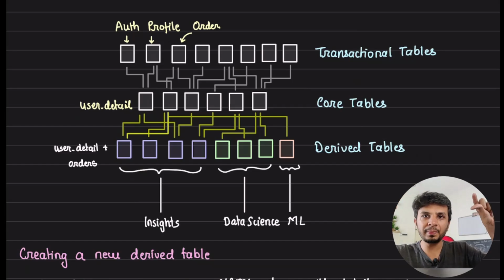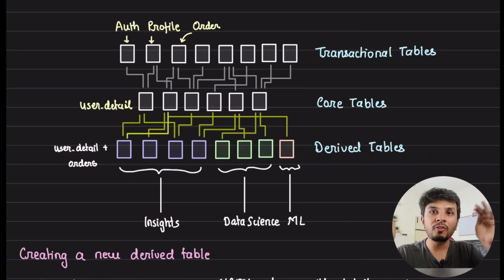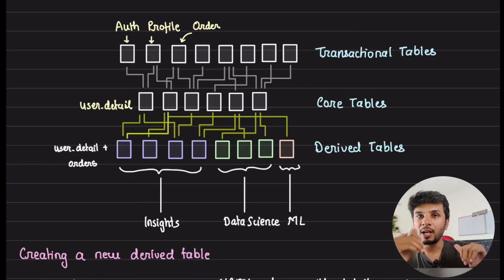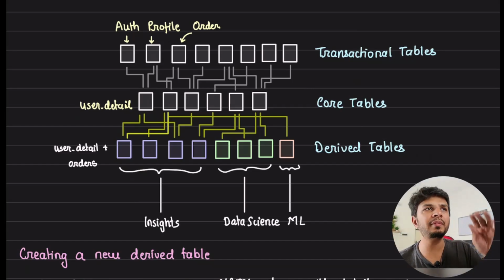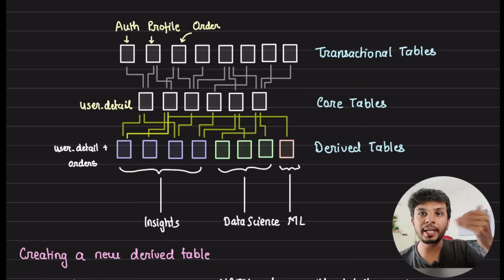And that's how you can very beautifully see how your hierarchy of tables is created. First is transactional tables. From there you create core tables, which are very commonly merged and joined. From these core tables, you create derived tables. While defining a derived table, you have to specify what query should I fire on core tables repeatedly to populate my derived table. That's the idea behind it.